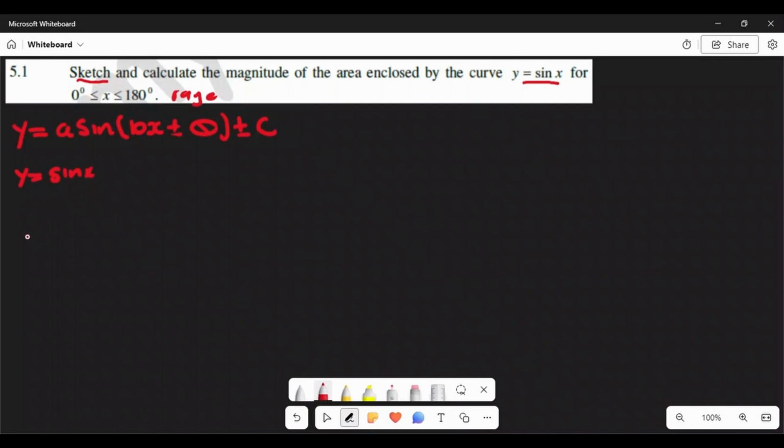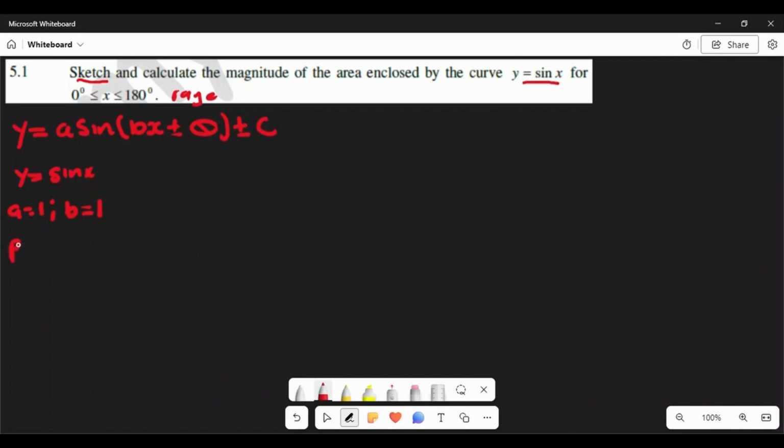I'm just going to do the calculations here. First of all, as for amplitude, there is 1, so our amplitude is going to be 1. As for the period within 360, it's going to be 1. That is actually b. Remember, b represents the period within 360. As for theta, there is no shift, and we are not shifting vertically or horizontally, so we are fine. We need to calculate the period.